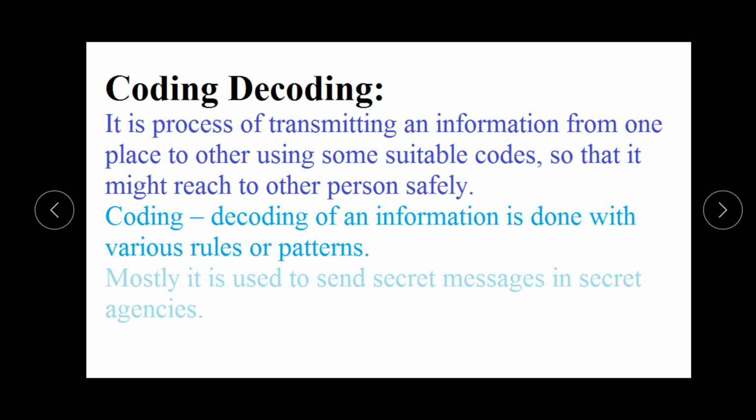What is coding decoding? It is the process in which we send messages in encoded form. It means it is the process of transmitting information from one place to another using suitable codes so that it might reach the other person safely. Coding decoding of information is done with various rules or patterns. Mostly it is used to send secret messages in secret agencies.